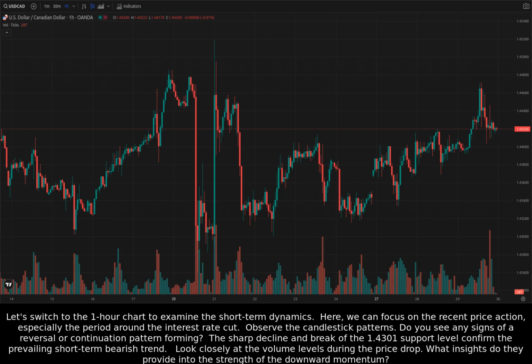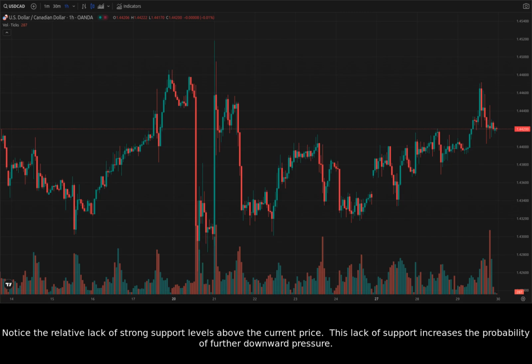Look closely at the volume levels during the price drop. What insights do they provide into the strength of the downward momentum? Notice the relative lack of strong support levels above the current price. This lack of support increases the probability of further downward pressure.